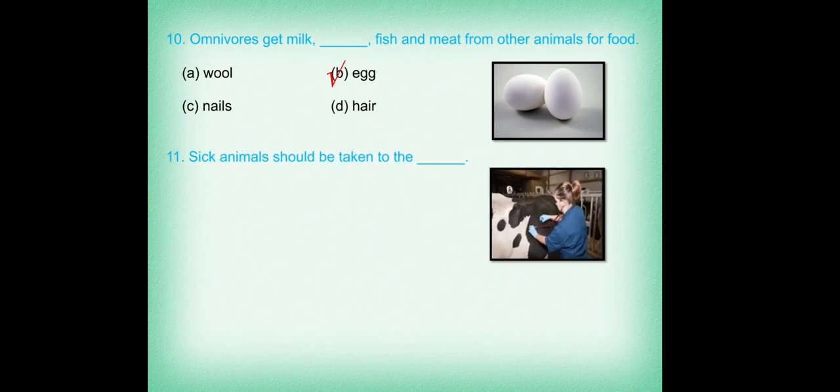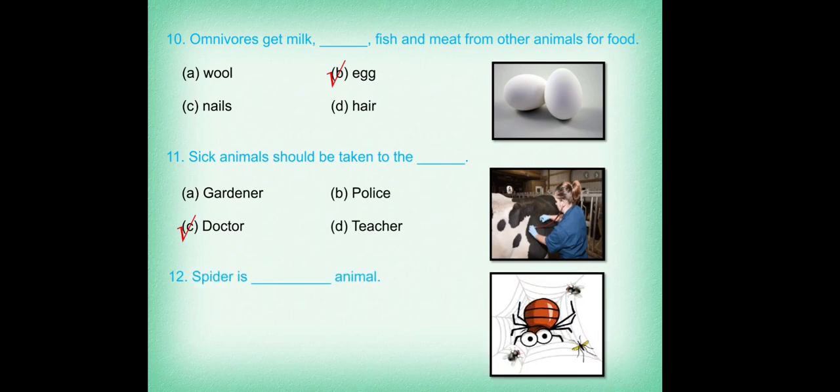Sick animals should be taken to gardener, police, doctor or a teacher. Sick animals should be taken to the doctor for the treatment. If we are not well, we go to the doctor. In the same way, if animals are not well, we should take them to a veterinary doctor. Veterinary doctor means doctor of animals.